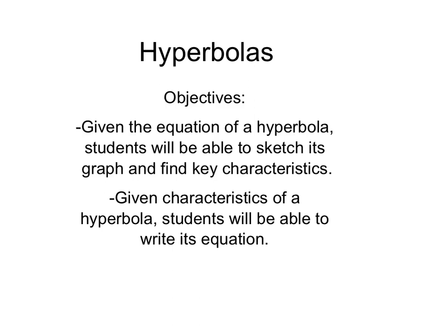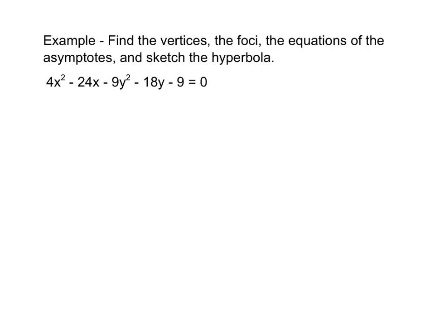In this video, we will be doing two examples, one in which we are given the equation of a hyperbola and asked to sketch its graph and find key characteristics like the vertices and the foci, and another when we are given those characteristics and asked to find the equation of the hyperbola from them. Here we are given the equation of a hyperbola and asked to find the vertices, the foci, the equations of the asymptotes, and sketch the hyperbola.